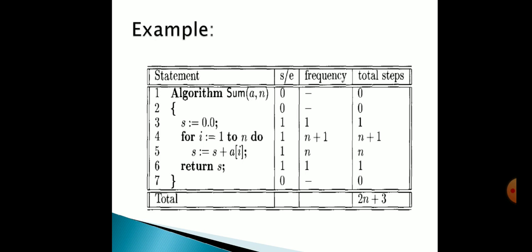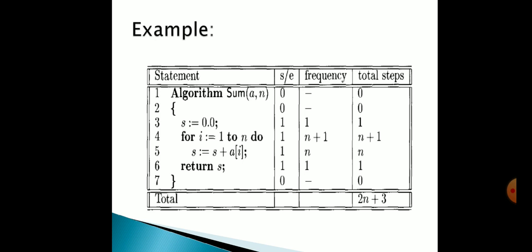And s is equal to s plus a of I is an executable statement and the total number of executions of this statement is n, since depending on the value of I only, the corresponding calculation is taken. That means I values are varying from 1 to n. So s is equal to s plus a of I is executing for n times, and the return statement is executing for only one time. So that gives the steps for execution as well as frequency.